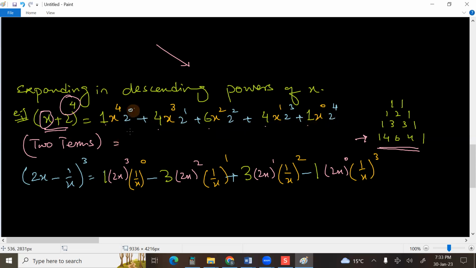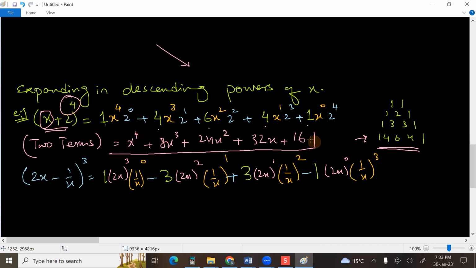And then you can always simplify it as x power 4 plus 8x cubed plus 24x squared plus 32x plus 16. So that would be termed as the expansion of x plus 2 whole power 4. And this is written in descending powers of x from the highest to the lowest.